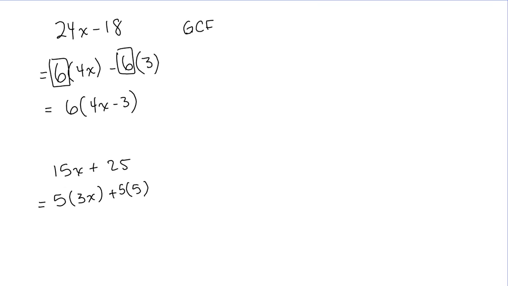And then we can rewrite this using the distributive property. So we have 5 times 3x plus 5. And we've just factored out our greatest common factor. Maybe let's do one more.